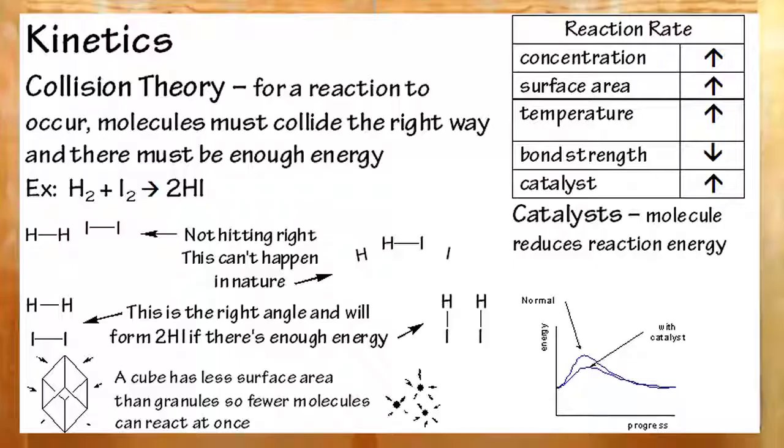To recap, collision theory explains how reactants react. They need to hit each other in the right way, and they also need to have enough energy. Reaction rate is increased by the concentration of reactants, surface area, temperature, and catalysts. If your bond strength increases, though, the reaction rate will actually decrease.